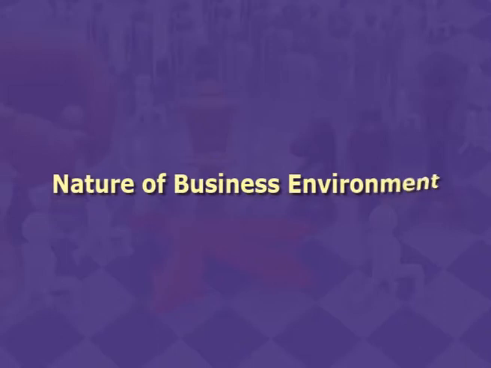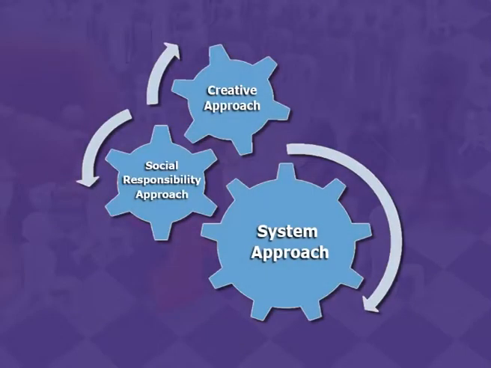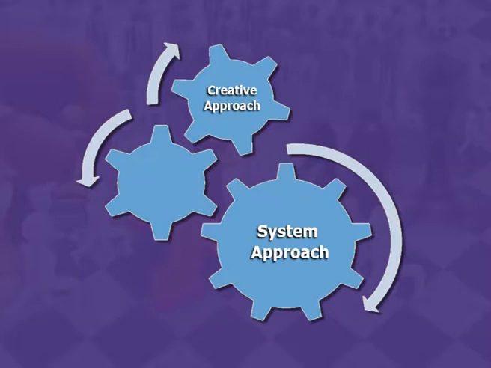Now students, we discuss nature of business environment. The nature of business environment is simply and better explained by the following approaches. First, system approach. In original, business is a system by which it produces goods and services for the satisfaction of wants by using several inputs such as raw material, capital, labor, etc. from the environment.